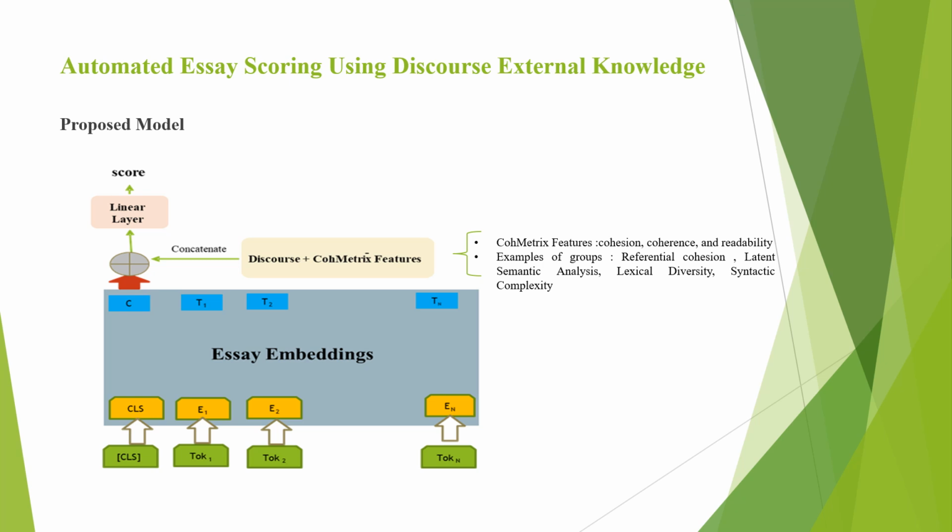Coh-Metrix is a research tool that assesses the cohesion, the coherence, and the readability of the text. Examples of groups of Coh-Metrix features are referential cohesion, which assesses the number of cohesion relations based on the propositions and sentences in the text; latent semantic analysis, which measures the semantic overlap between sentences and paragraphs; lexical diversity, which infers the level of cohesion; and syntactic complexity, which is about analyzing sentences and word density.